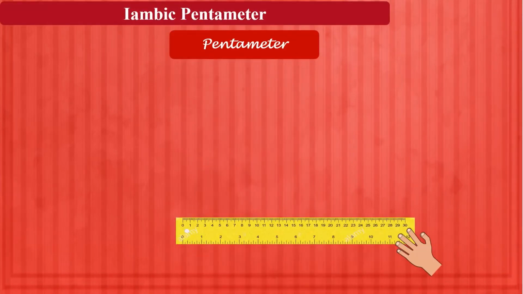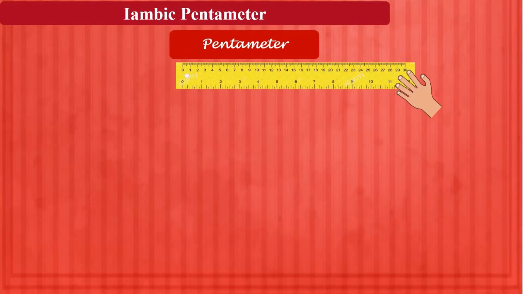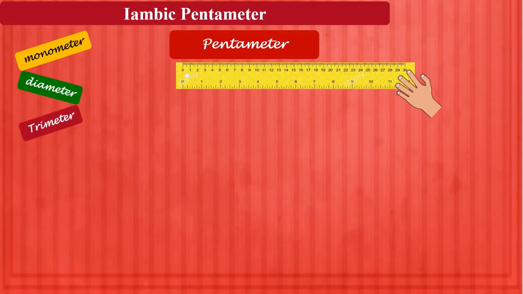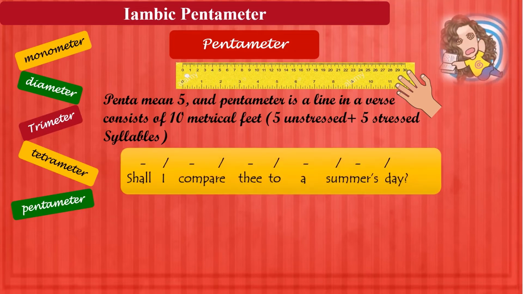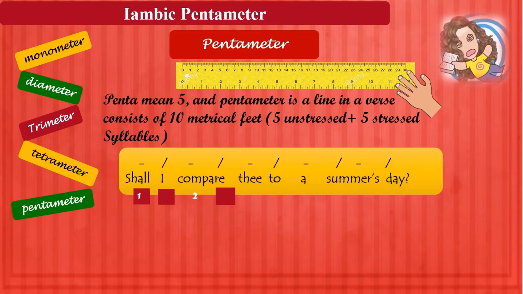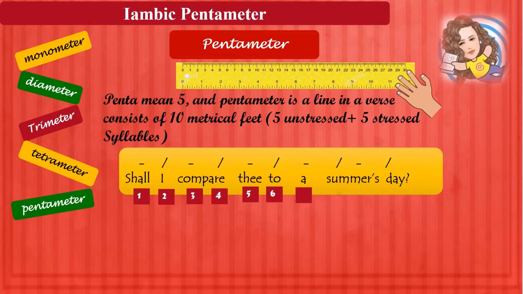Are we talking about this metrical scale? Definitely not. In poetry, meter is classified as monometer, dimeter, trimeter, tetrameter, pentameter, and hexameter, and so on. Penta in the Greek language means 5, and in a Shakespearean sonnet, a single verse is designed carrying 5 unstressed and 5 stressed syllables, making it 10 in number. So the iambic pentameter would look like this.